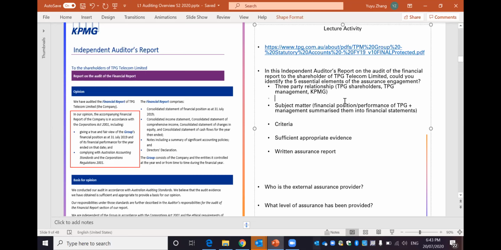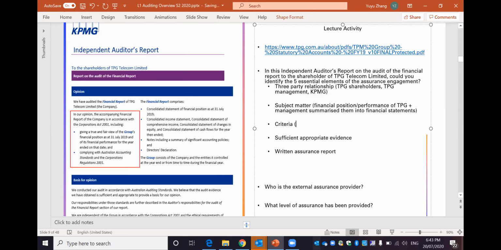So the financial position and financial performance are the subject matters. But after summarization, that will be subject matter information. And actually KPMG is auditing the subject information in the form of financial statements, which reflects the subject matter. Okay.